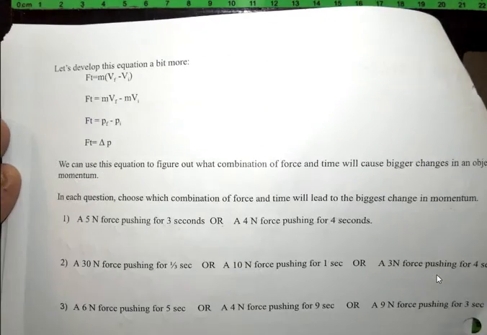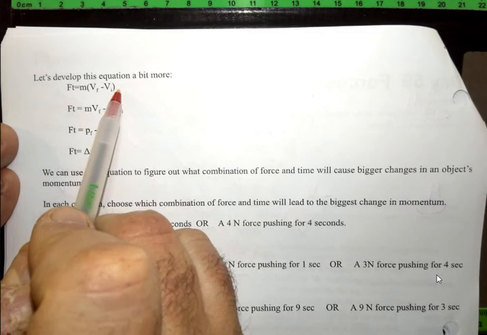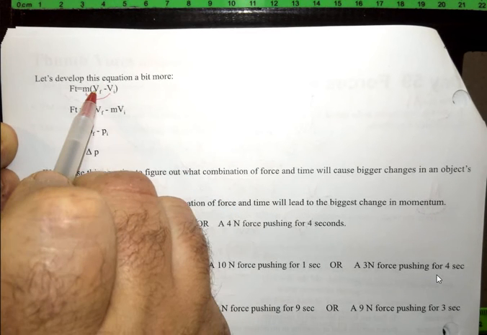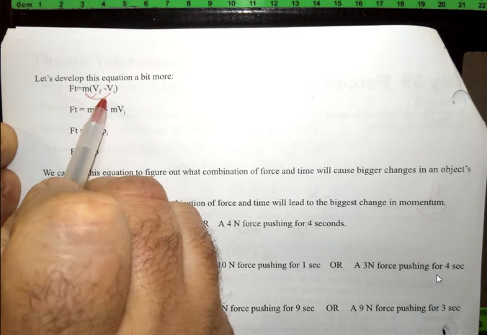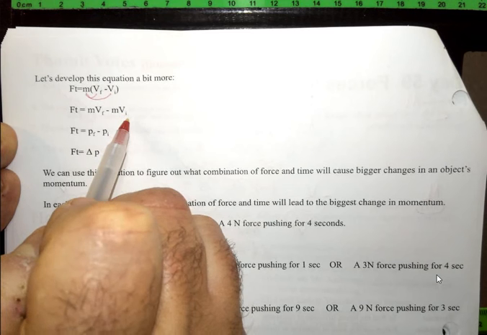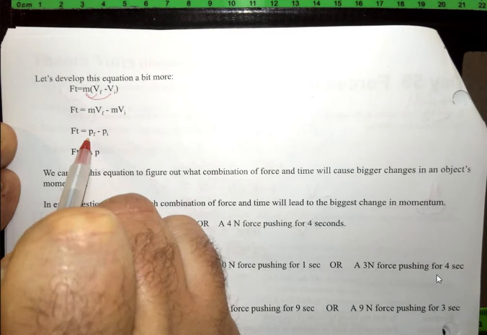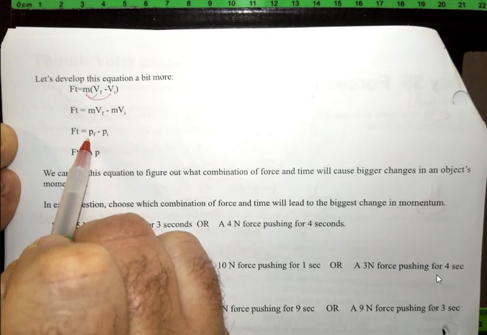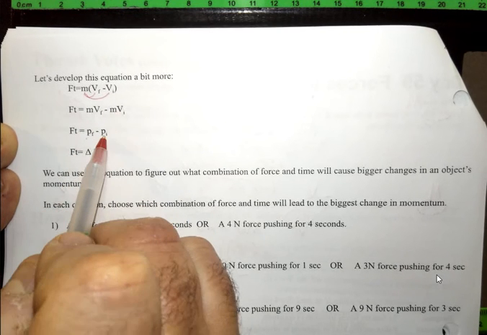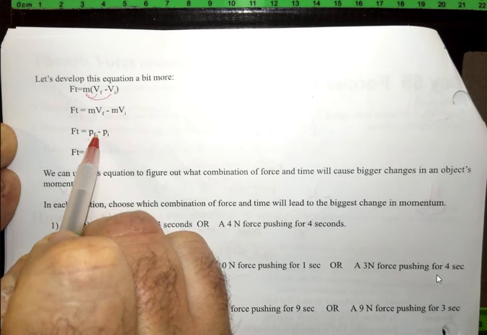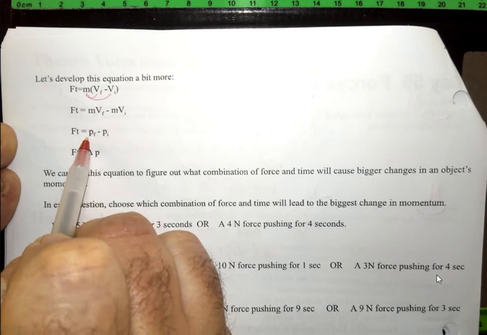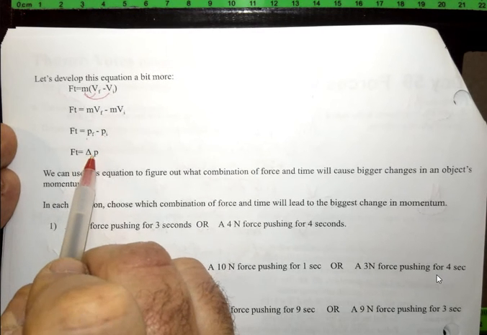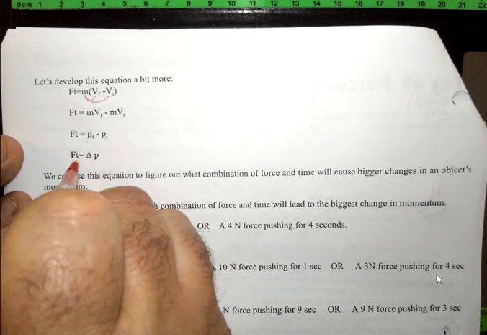Let's develop this equation a bit more. Okay, here's the same impulse equation, but now we're going to distribute this m through the parentheses. So we have m times the final velocity, and the mass times the initial velocity. And we know that mass times velocity is momentum. So mass times final velocity, that quantity, is the final momentum. Mass times the initial velocity is the initial momentum. Subtract the two. And whenever you have the final thing minus the initial thing, that's the change in thing. So the change in momentum is on the right-hand side. Impulse is equal to the change of momentum.